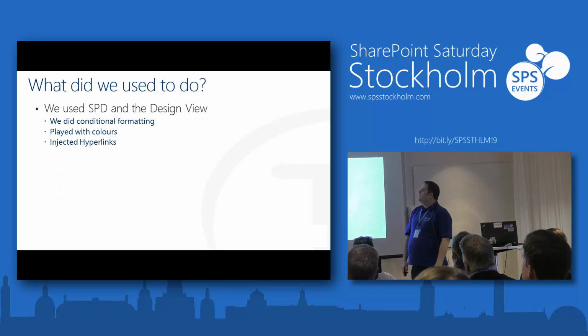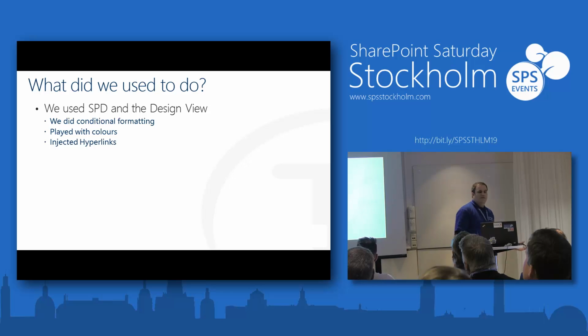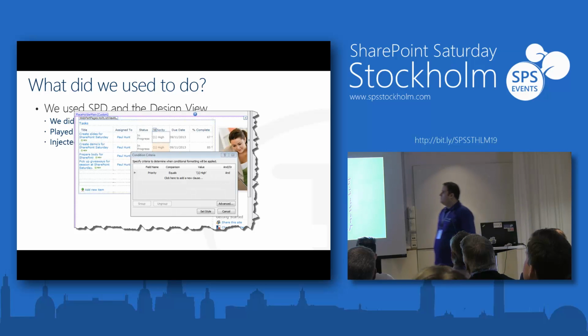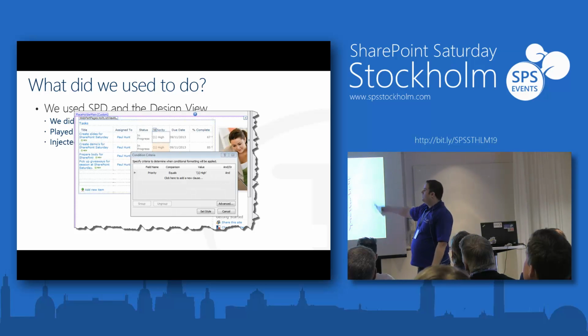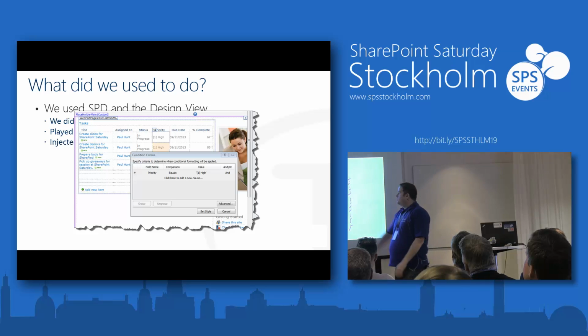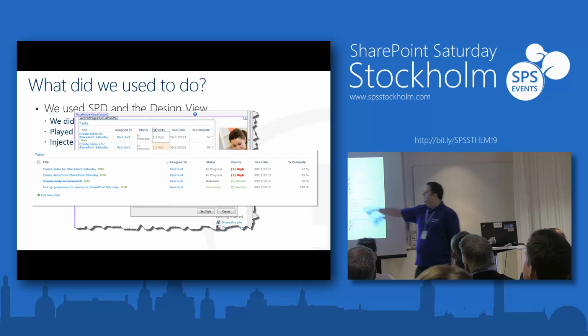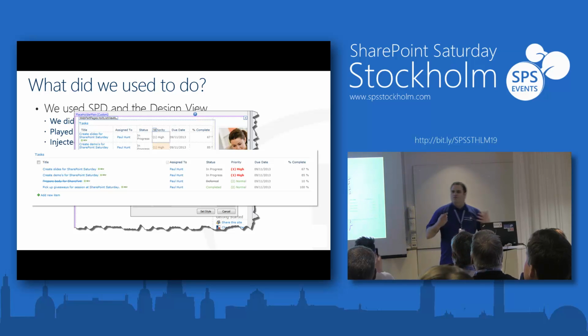So a quick look at the history. We used to use SharePoint Designer and the design view, so we were able to do conditional formatting. We played with colors. We could inject hyperlinks. If you played with SharePoint Designer in 2010, you'll recognize this screen where we could take the priority field and color it and do things like that. Again, just increasing the visual responsiveness of SharePoint.